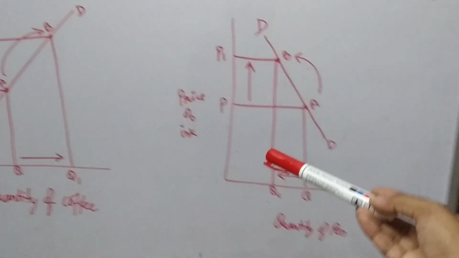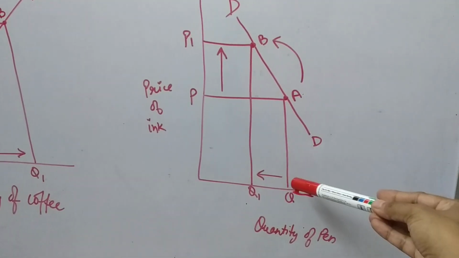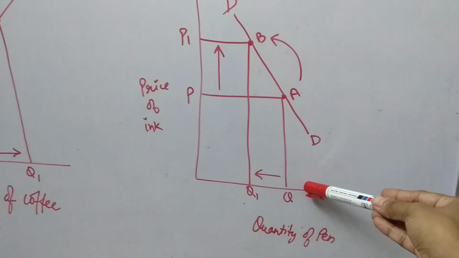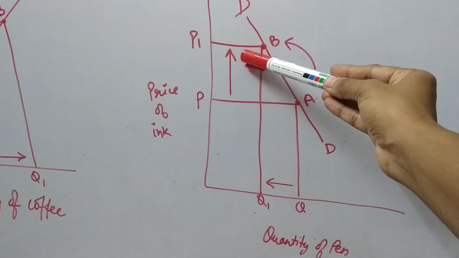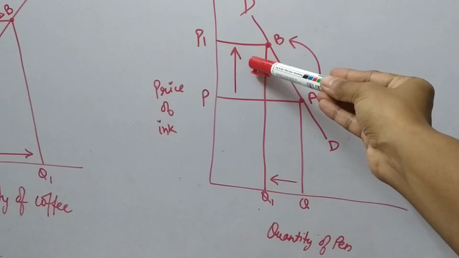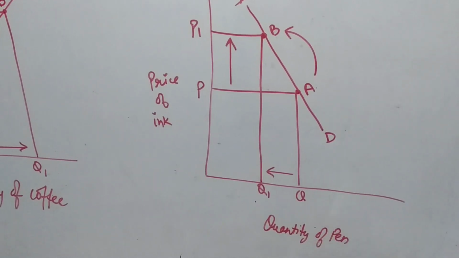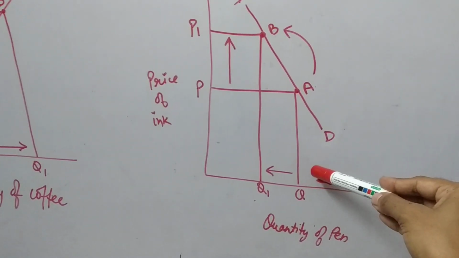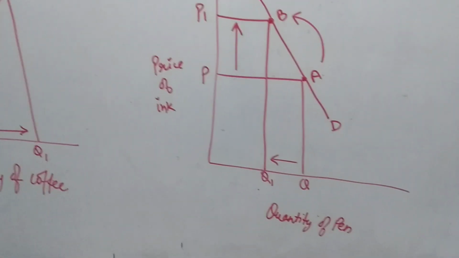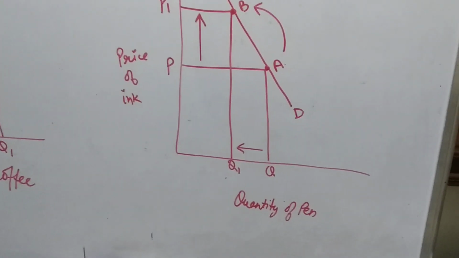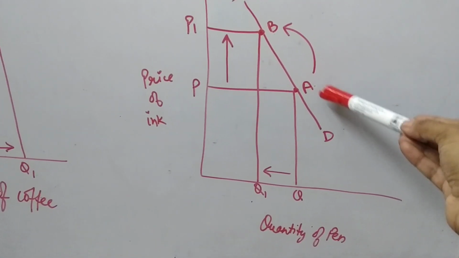So in the beginning, when the price of ink was OP, at that time the consumer was consuming the quantity of pen OQ. When the price of ink increases from OP to OP1, because now the ink is costly, obviously it will affect the demand of the pen also. So the consumption of the pen will be affected, and the quantity of the pen will be reduced, because both things are used together. Similarly, if the price of petrol increases, definitely it will affect the demand of the car also. So that is why the point will shift from A to B.